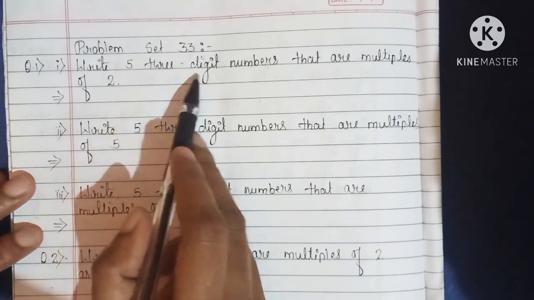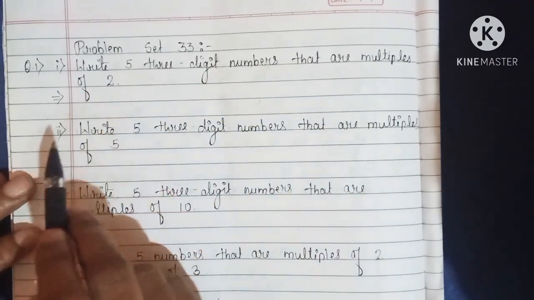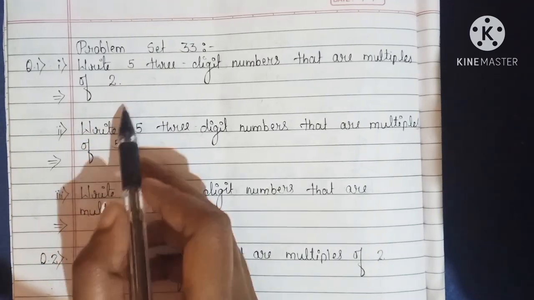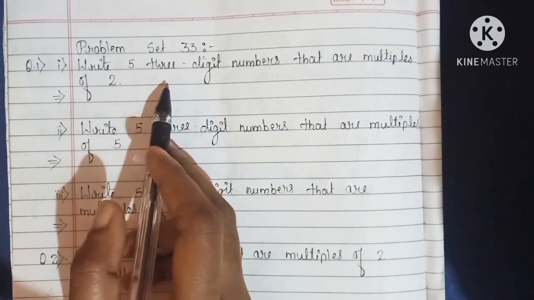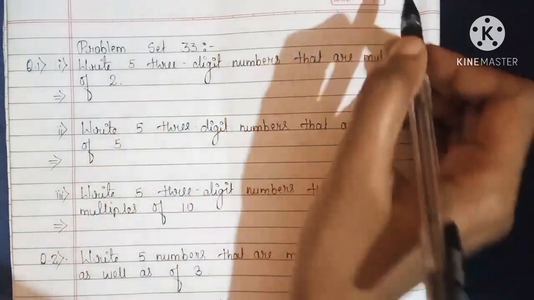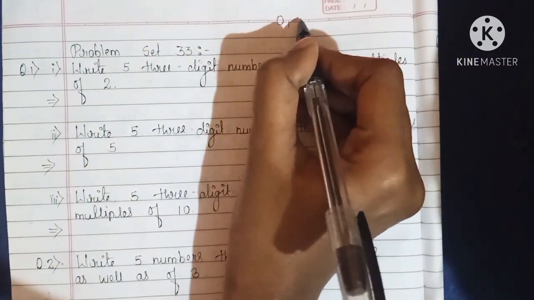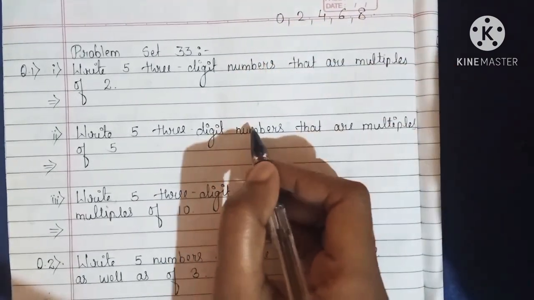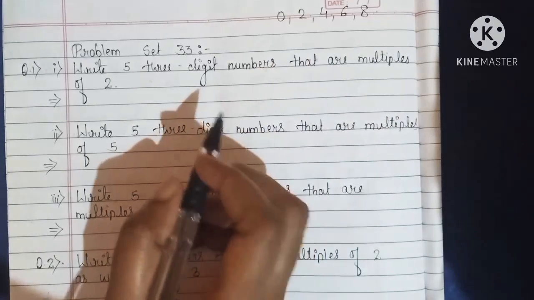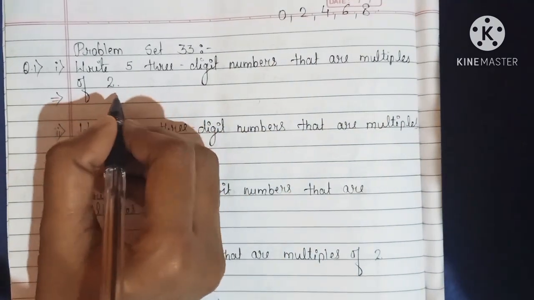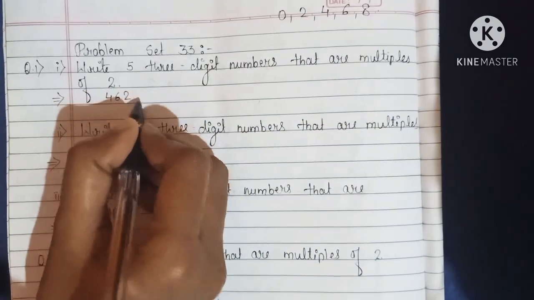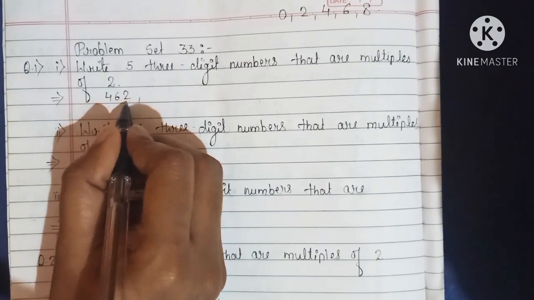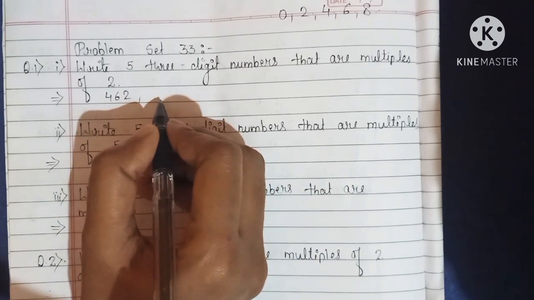Write 5 3-digit numbers that are multiples of 2. That means that are divisible by 2. We have to write any 3-digit number that should be a multiple of 2. That means the unit place must be 0, 2, 4, 6 or 8, any one of these numbers. If I take 462, this is a 3-digit number and it is also a multiple of 2 because the unit place is 2 over here. So you can write any number.